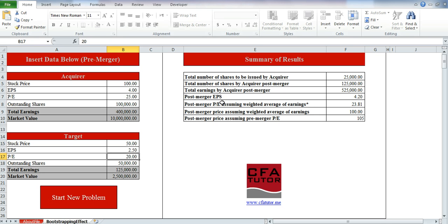This is what would actually happen if the market is efficient, and then the post-merger price, assuming a weighted average of earnings, is still going to be 100, which is the same as the pre-merger price.